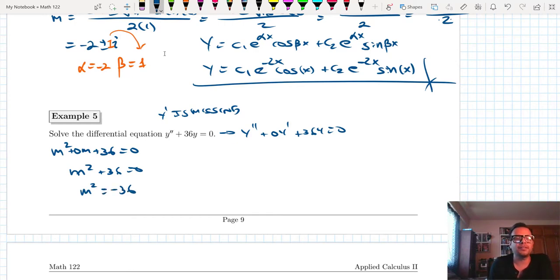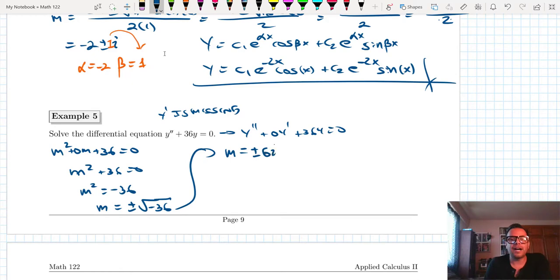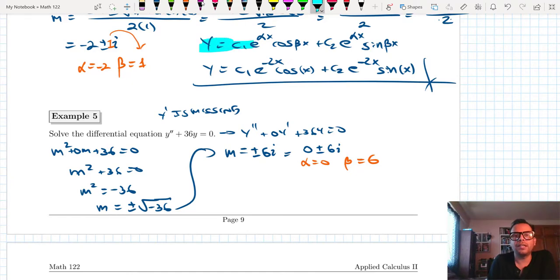Let's use the square root property to solve this equation. Move the 36 to the other side, and m will be plus or minus the square root of negative 36, which will be m equals plus or minus 6i. Notice in this case we didn't get anything for the real part. That is the same as saying 0 plus or minus 6i, in which alpha equals 0 and beta equals 6. So when we construct the solution, it's going to look exactly like the previous one, but you will see what is going to happen.